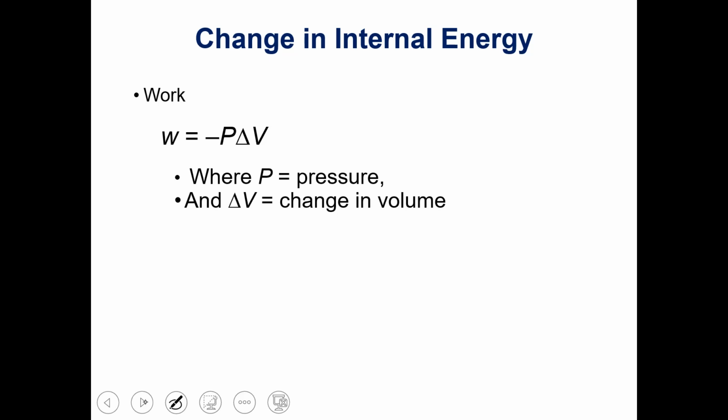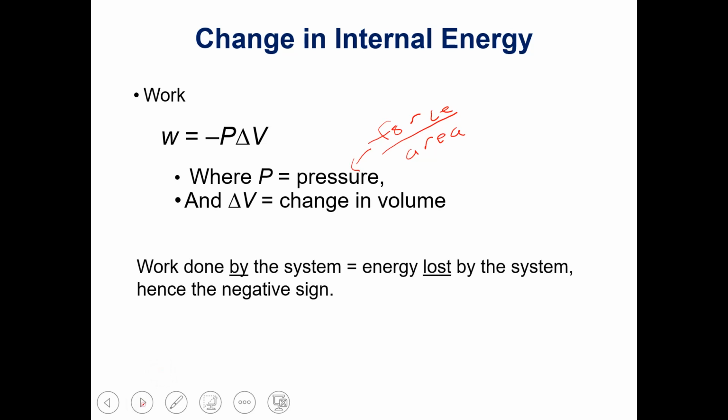And pressure is force per unit area. So this is really just another way of expressing force over distance. So if work is done by the system, that means energy is lost by the system. The system gives up some of its energy to do work, which is where the negative sign here comes from.